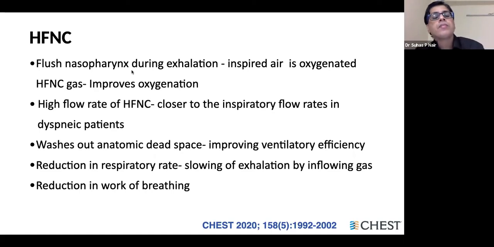Okay, and high flow rate of the HFNC is closer to the inspiratory flow rate in a dyspneic patient, in a COVID-19 patient. Okay, it washes out the anatomical dead space, improving the ventilatory efficiency, and it ultimately reduces the respiratory rate by slowing of the exhalation by the inflow of the gas. Okay, and it does reduce some amount of the work of breathing, and due to all this cumulative effect, the work of breathing is reduced to some extent.